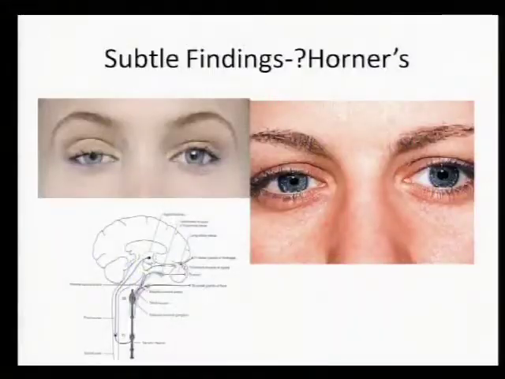Okay, so now look at these pictures and see if you feel comfortable about this. You feel good about this one over here, right? A little bit of droopiness, maybe a little smaller pupil on this side than that. Look at this one over here. I think it's even more subtle. But there is a Horner's on this side.